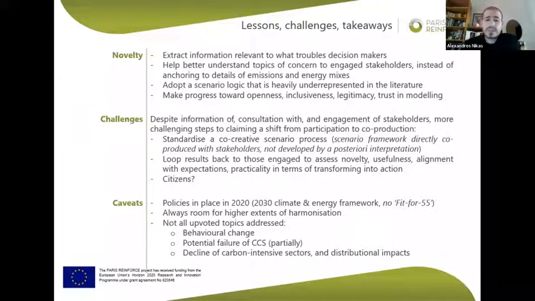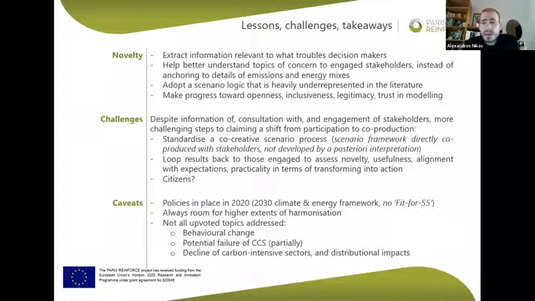So overall caveats, again, the model policies were those in place in 2020. So really the EU 2030 climate and energy framework. So no discussion about Fit for 55, always room for higher extensive harmonization. Again, this discussion is currently being carried out by Sarah in the method session, sorry.